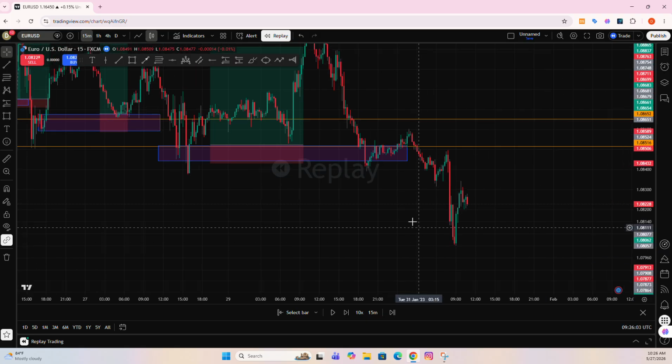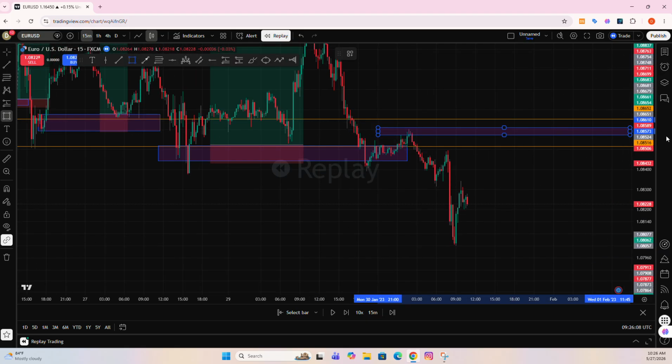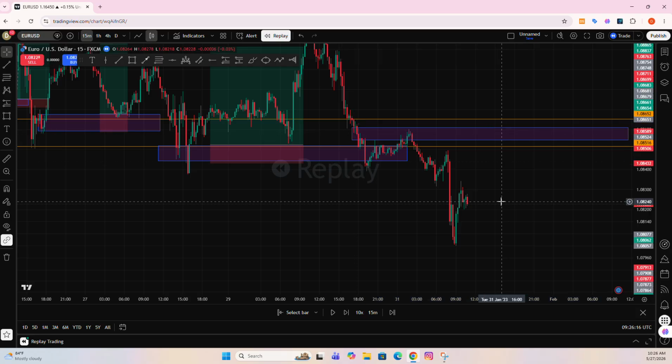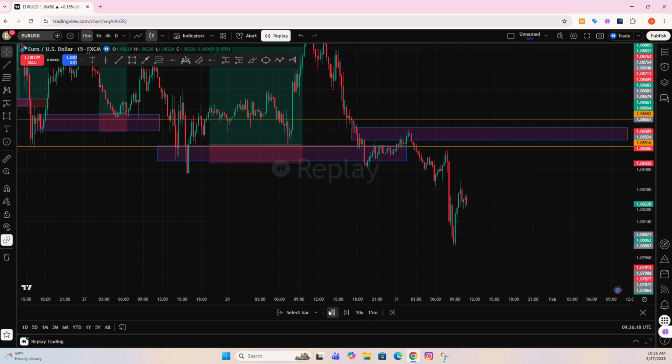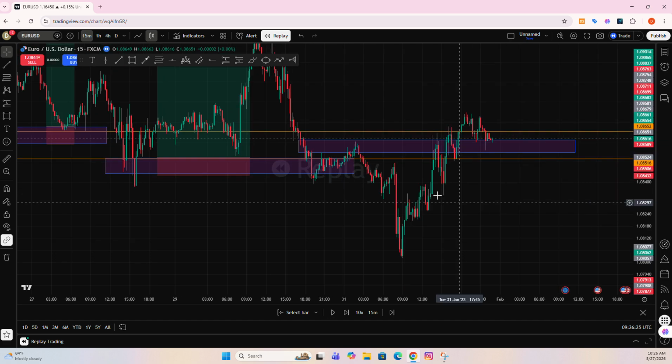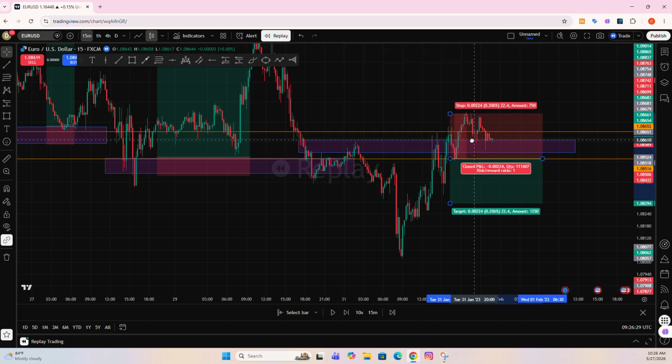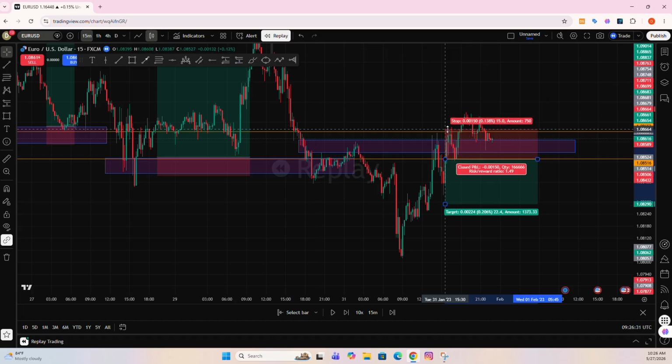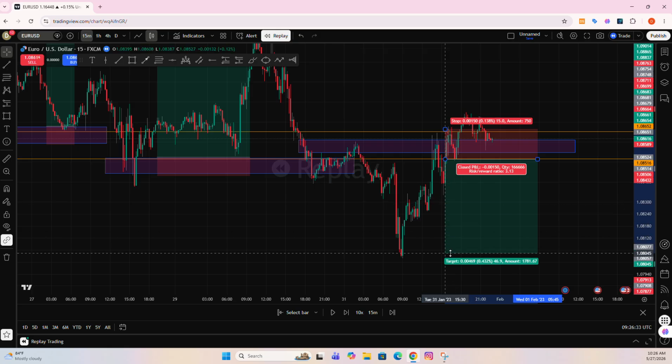So let's see. I'm thinking this is the market going bearish. So yeah, I think it could work out. Let's see. This might actually be our last trade. Okay, it's a fake trade. It's a fake trade. So let's mark it out.